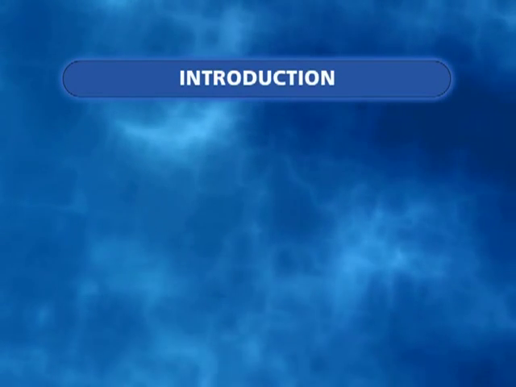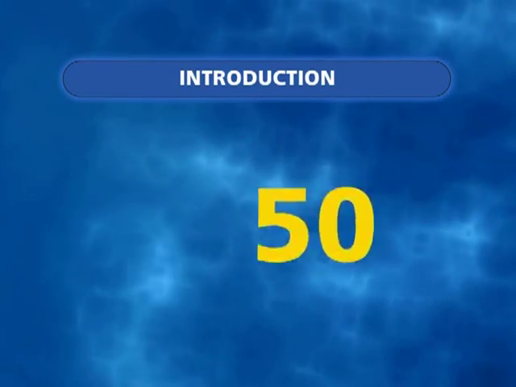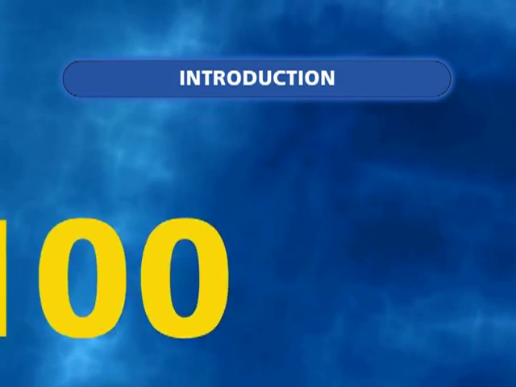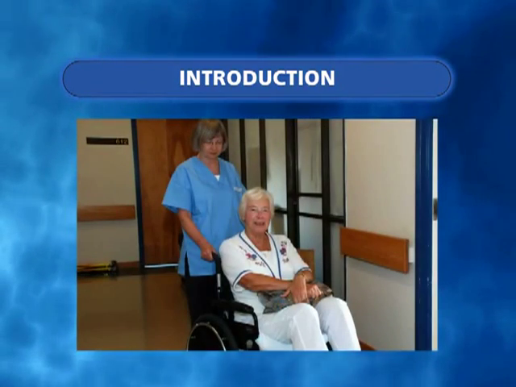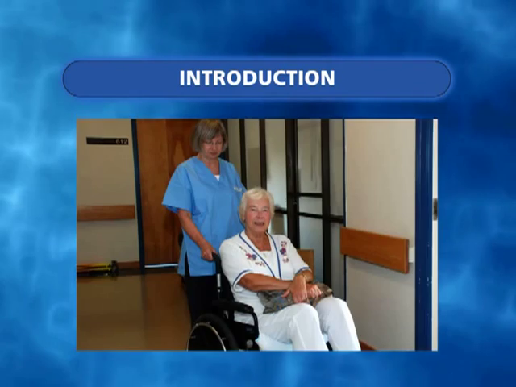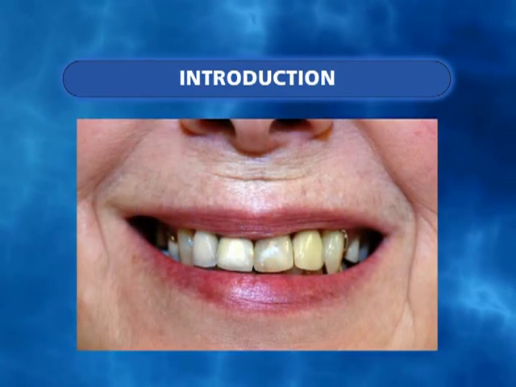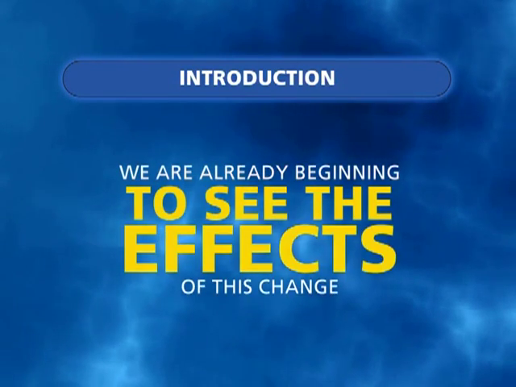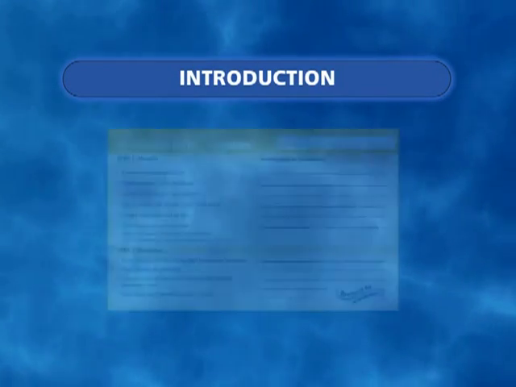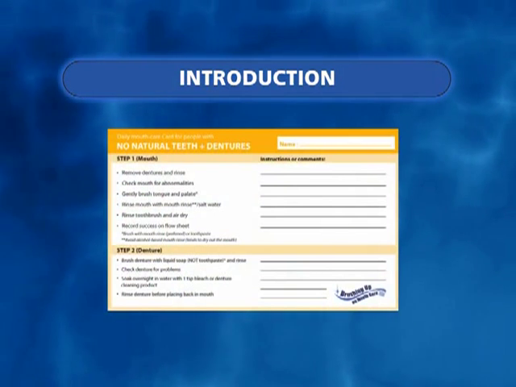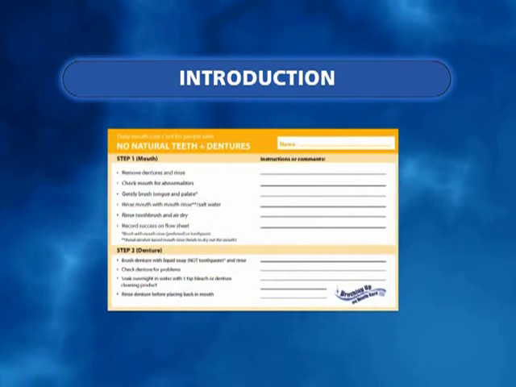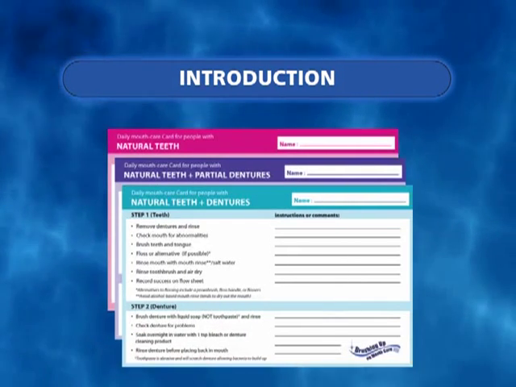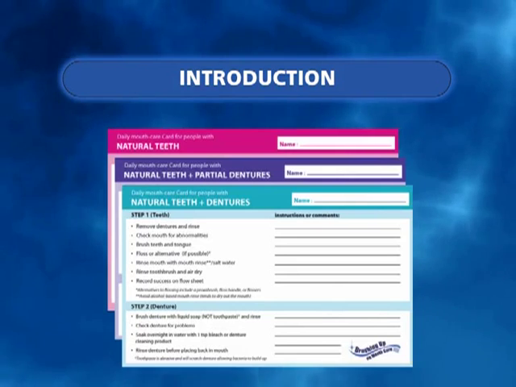Introduction. Current statistics indicate that many Canadians are expected to live well into their 80s and 90s in the coming generation. Of particular importance to our education series is that more and more Canadians are aging with their natural teeth. We are already beginning to see the effects of this change. The number of older adults who have complete dentures has decreased. Those with all or some of their natural teeth intact are demonstrating new patterns of dental disease.